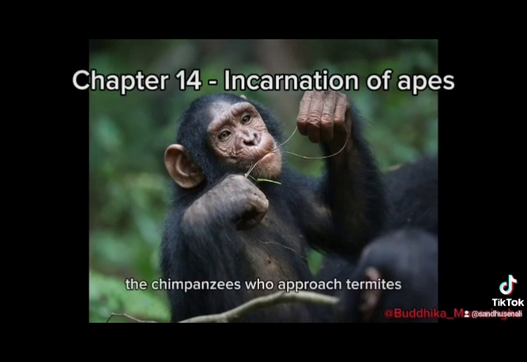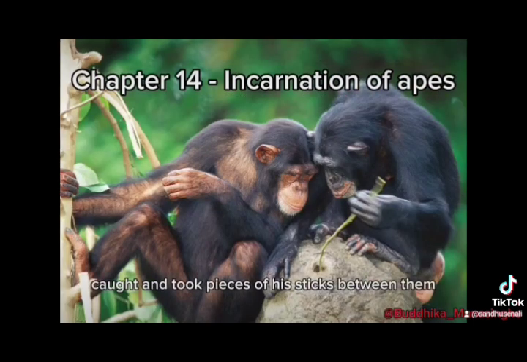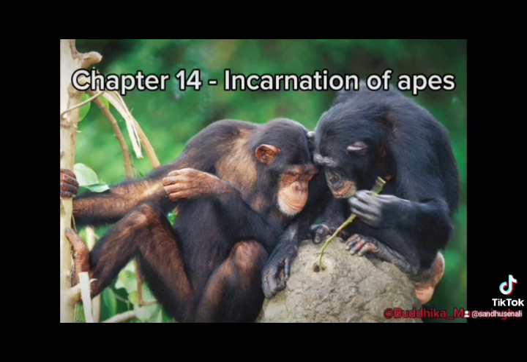The chimpanzees who approached the termites caught and took pieces of sticks between them, and the chimpanzees were able to eat termites. They also used to crush the nuts that had fallen under the trees when the fruit season was over. They were able to use round stones to crush hard nuts.